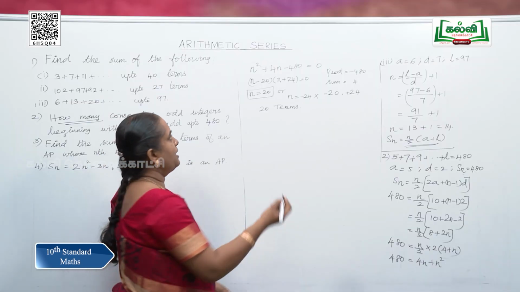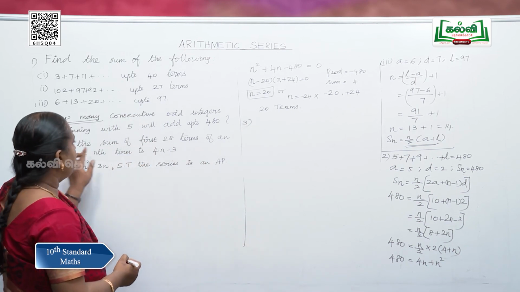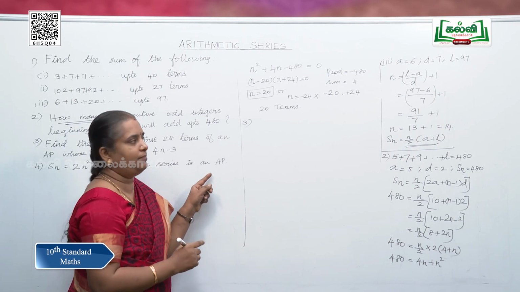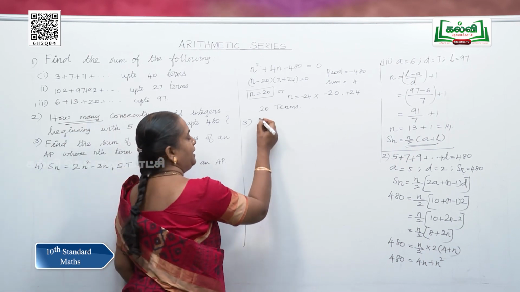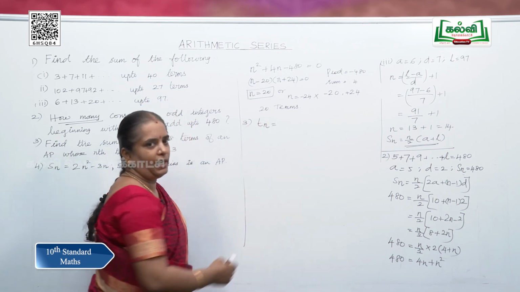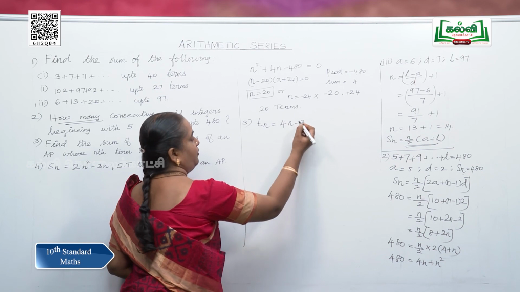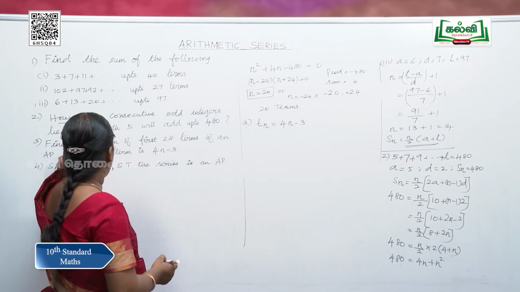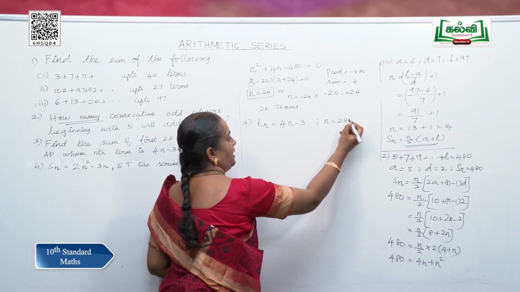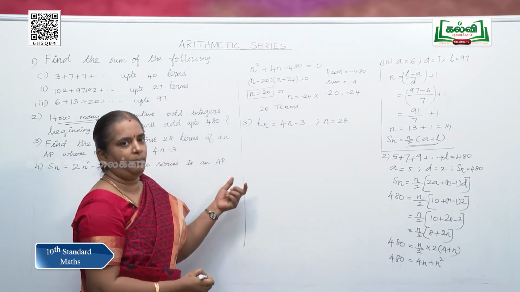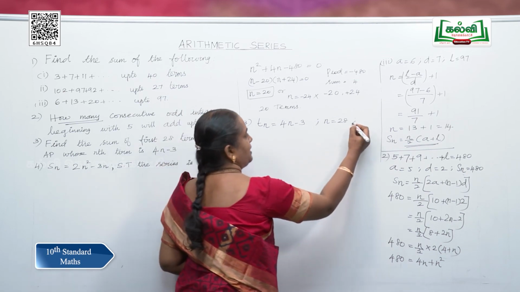Yes. Then let us go to the next one. Third sum. Find the sum of first 28 terms of an AP whose nth term, Tn, is 4n minus 3. So Tn is given as 4n minus 3. So we need the sum of first 28 terms. So n is 28. Now we need the sum. Sum means Sn. So what is our Sn?